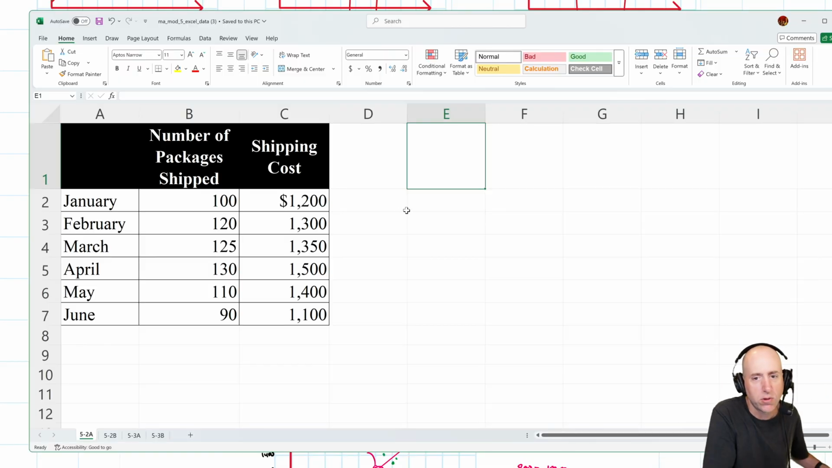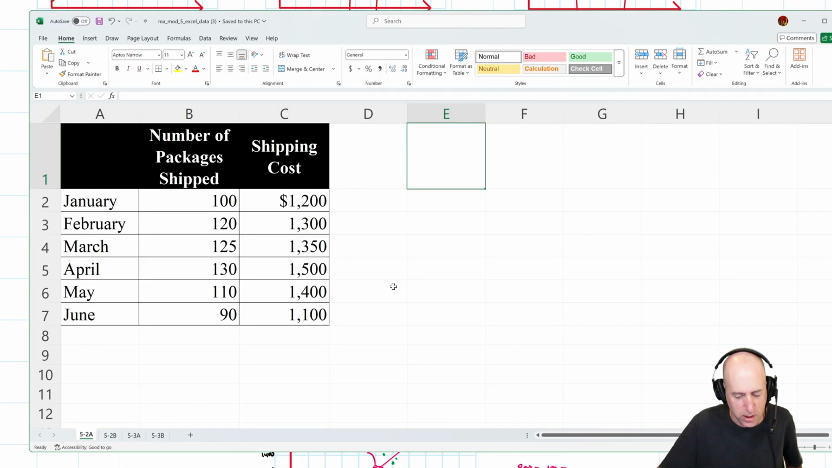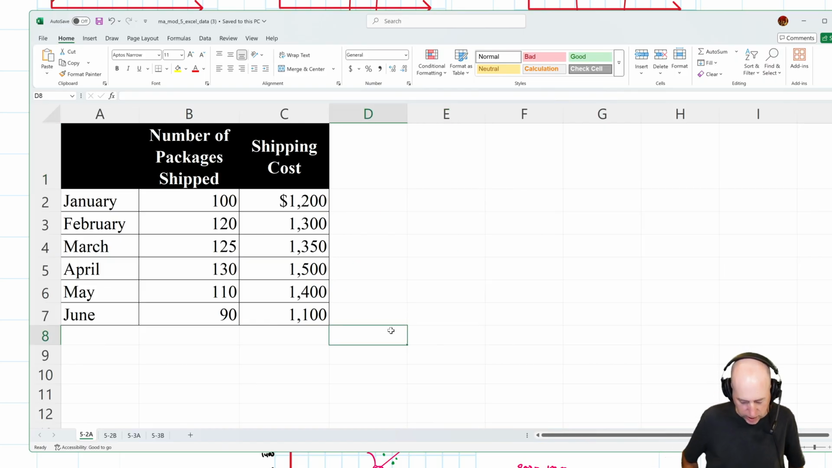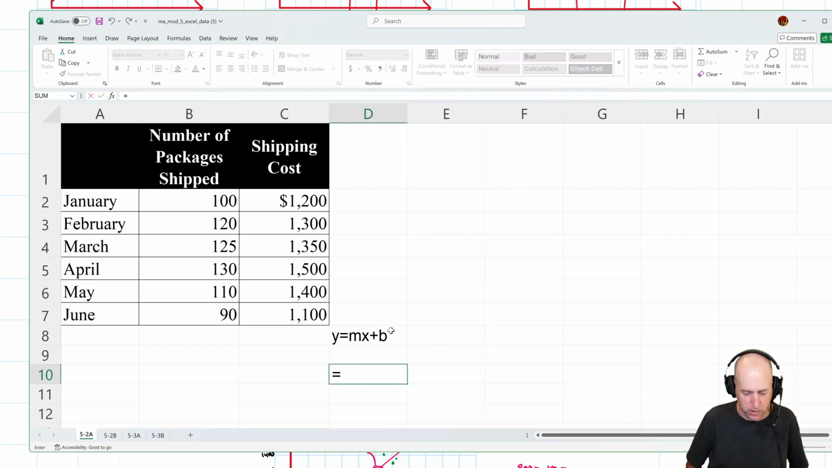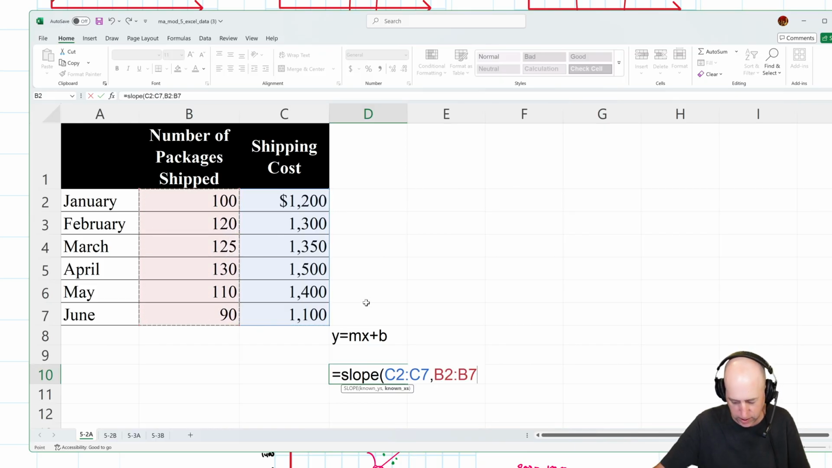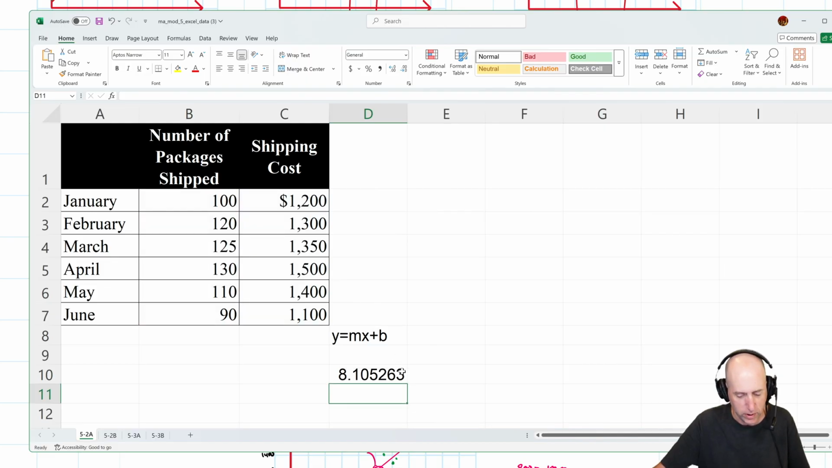I'll show you two ways. I think the easiest, quickest way is we're looking for y equals mx plus b, right? And there's two quick ways to get at it. First way is you go, okay, what we need is the slope, the m, and the intercept, the b, and Excel has functions for that. So you go equals slope, and it says known y's. Well, y's are the shipping cost, comma, known x's. So you just highlight your y's, you highlight your x's, you hit enter. That's the slope. So that's the m.